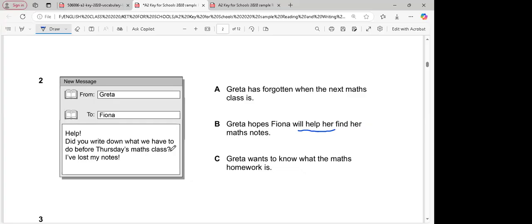C. C is the answer because Greta wants to know what the maths homework is. See, it doesn't mention homework. Here a single word is given, homework. What she is asking, did you write down what we have to do before Thursday's maths class? So simply it's the homework, but it's given in a longer sentence because it's a question for you. So the answer is C.